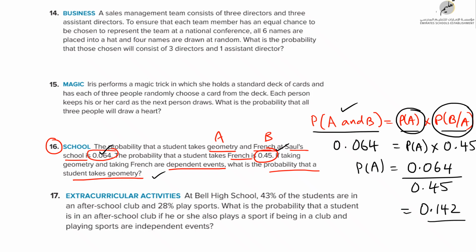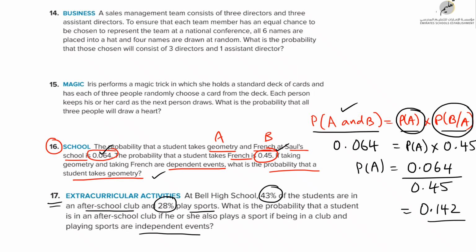Okay, similarly try the remaining questions. If you see question number 17, this is a question on independent events. So again, you will use the multiplication rule. There are two events given: one in percentage, 43% for after school club, another 28% for sports. What is the probability that the student is in an after school club if he or she also plays a sport, if being in a club and playing sports are independent events? For this question you will use the formula for independent events.